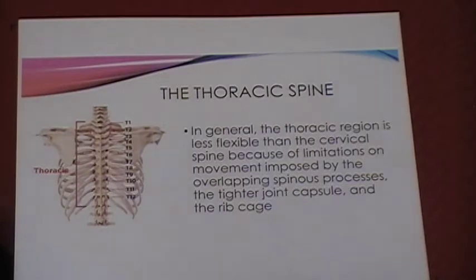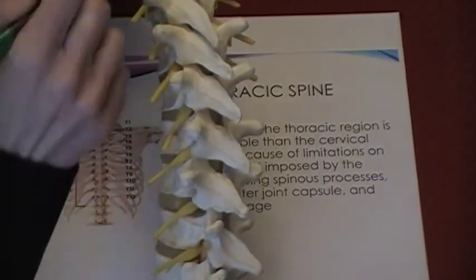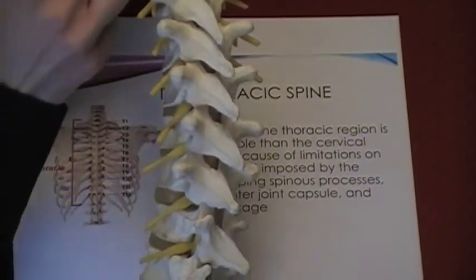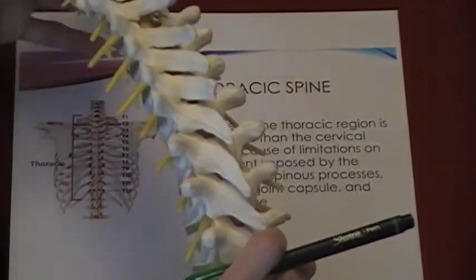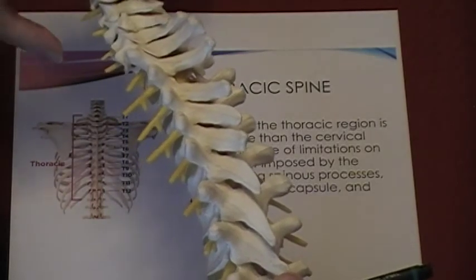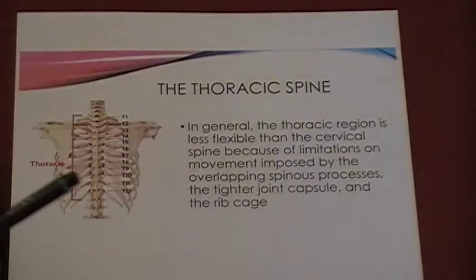So in general, the thoracic region is less flexible than the cervical spine, again, because we already talked about the fact that the spinous processes of the thoracic spine overlap the next vertebral body. It causes less movement in the thoracic spine. So I don't know if you can see this on here, but you can see how the thoracic vertebrae, the spinous processes overlap the next vertebral body, and you don't see that in the cervical area. You don't see the overlapping like you do in the thoracic area. There's also a tighter joint capsule, and the rib cage will also limit the available motion that you see in the thoracic spine.